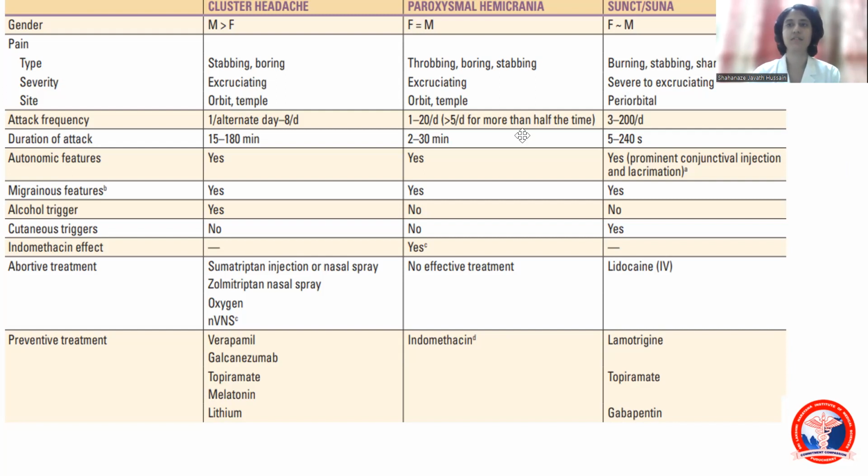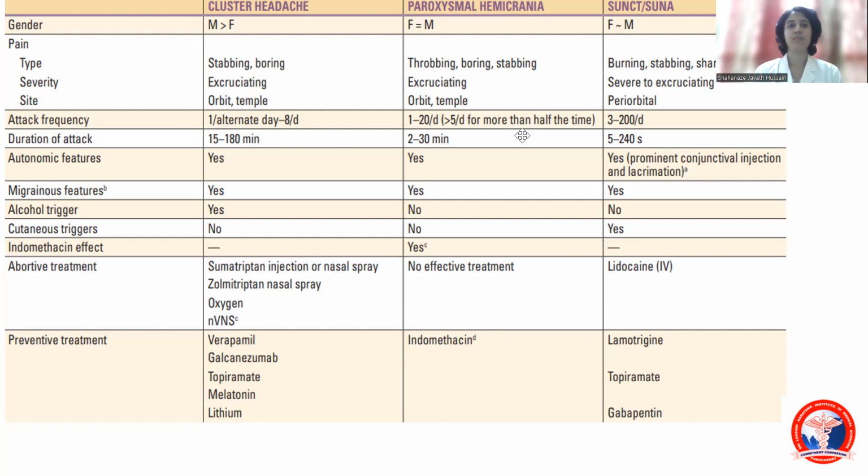Coming to the last, that is SUNCT or SUNA. It's common in both males and females. It's quite rare. Can be described as burning, stabbing, sharp, severe, excruciating pain, usually over the periorbital area. And we have from 3 to 200 such episodes per day, each episode lasting from 5 to 240 seconds. It's quite short, frequent attacks. And they have prominent conjunctival injection and lacrimation, migrainous features, and can be triggered by cutaneous stimuli.